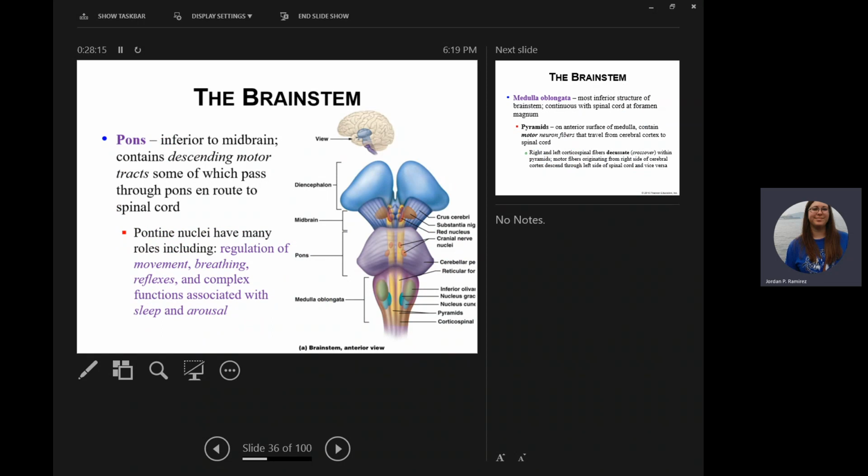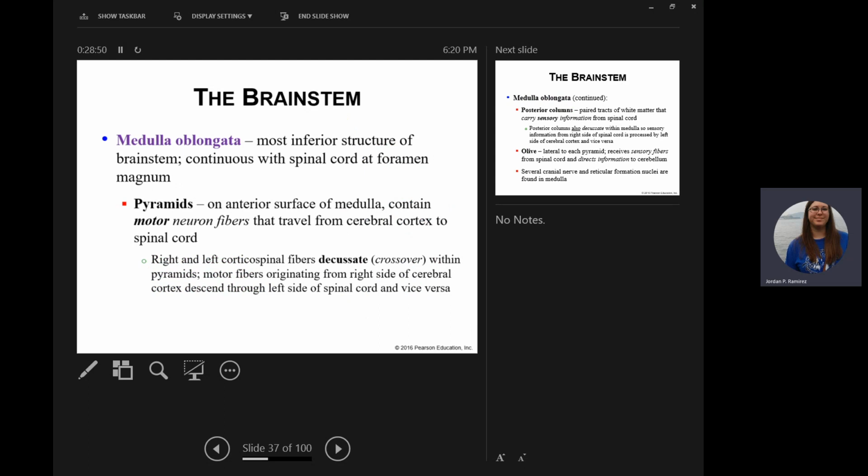All right, so the pons is inferior to the midbrain. It contains descending motor tracts coming from the brain through the spinal cord to their destination, usually carrying motor information. Descending motor tracts, some of which pass through the pons en route to the spinal cord. Pontine nuclei have many roles, including regulation of movement, breathing, reflexes, and complex functions associated with sleep and arousal. So again, several different sections that control similar things. Again, it's very complex.